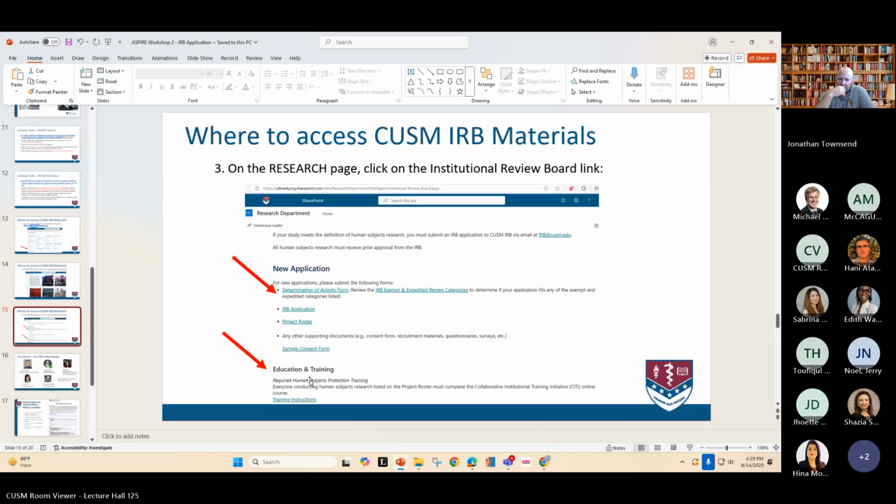Okay. But you'll see the reason why I'm spending some time on this slide is because all the information that you need for the formal application process is on this webpage.